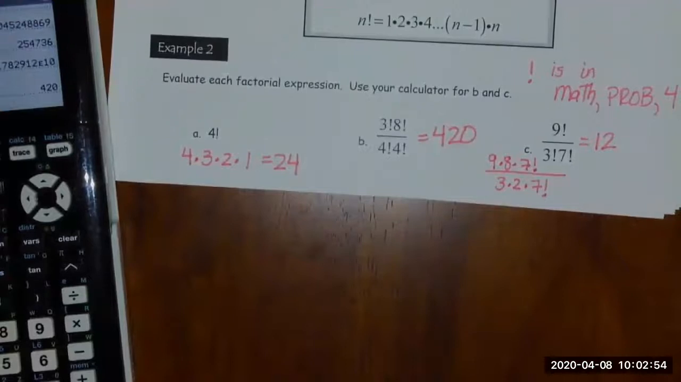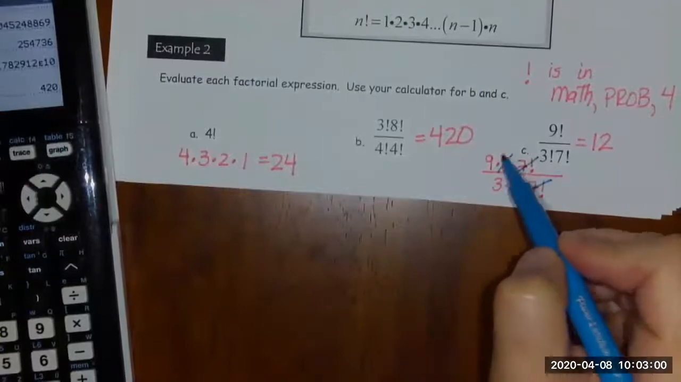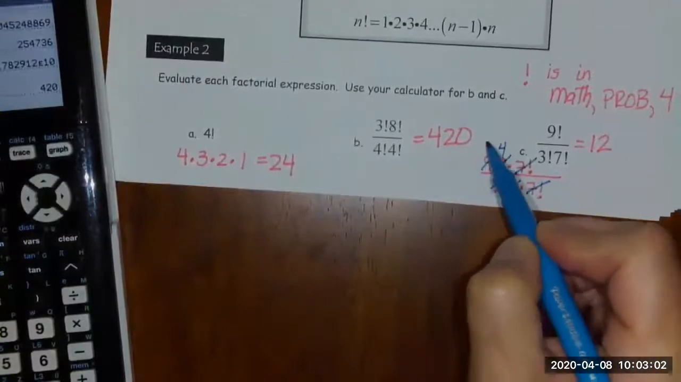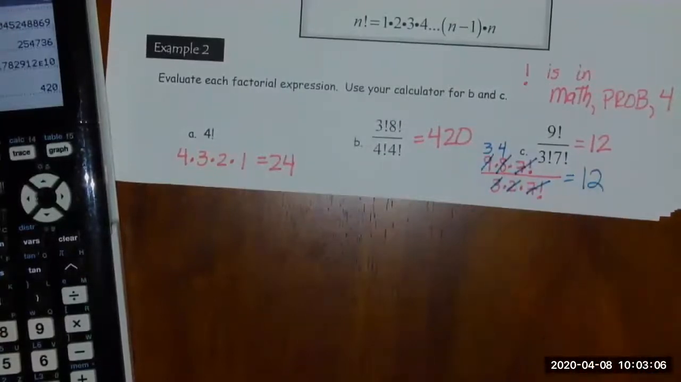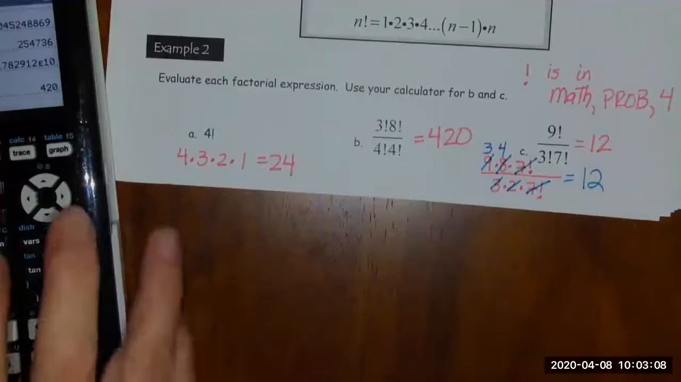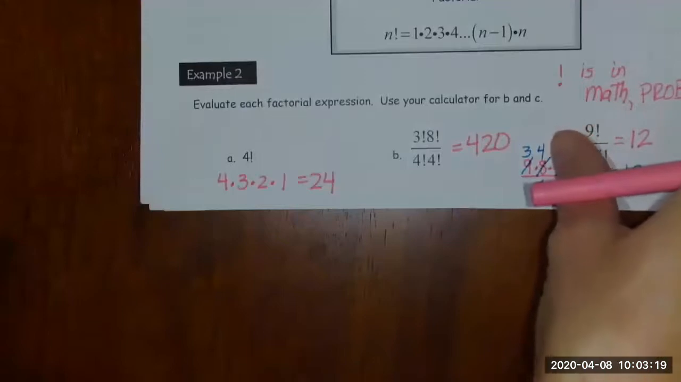And what do you notice about 7 factorial and 7 factorial? They're gone. Then I could say 2 goes into 8 4 times, 3 goes into 9 3 times, and 3 times 4 is 12. So those are very easy to do by hand if you don't have a calculator, but it does work in the calculator if you want to use your calculator. All righty, not too bad, right? Let's look at a little bit more.